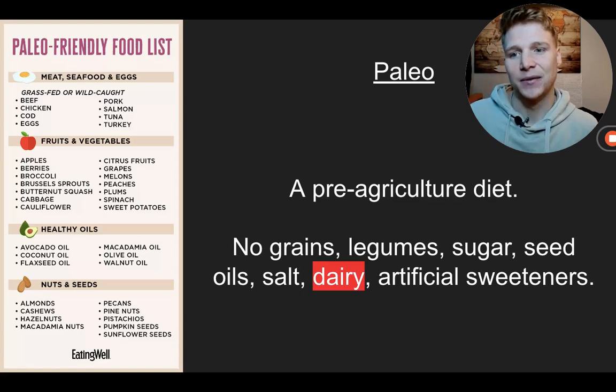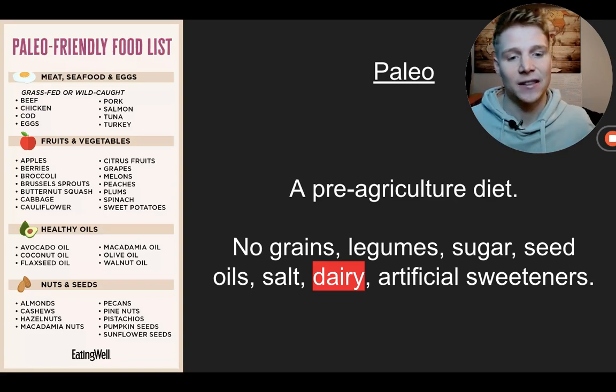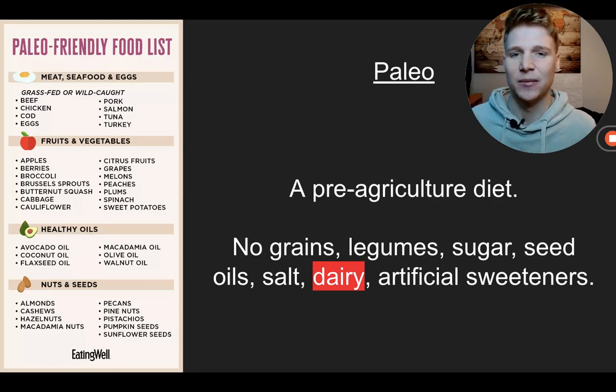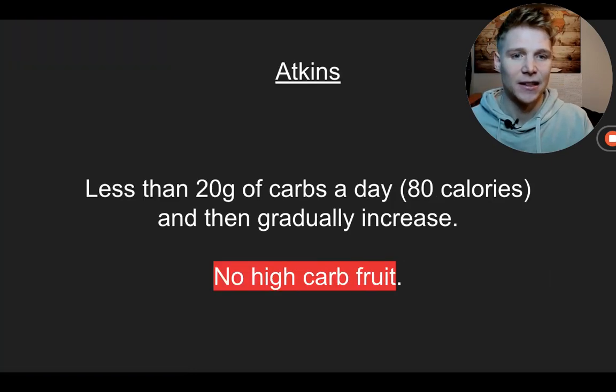And a list of the foods you can have there is on the left. And things you can't have on this diet are grains, legumes, sugar, seed oils, salt, dairy, which might be surprising, and artificial sweeteners. So I'm going to go through each one by one, and then I've made a neat little table so that you can visualize all the differences on one page. And yes, it's helped me to remember the different types before.